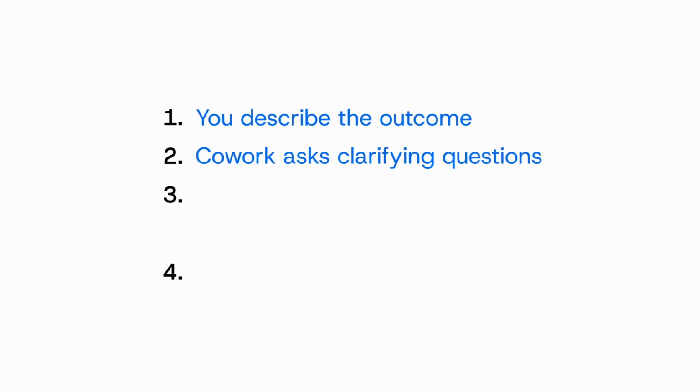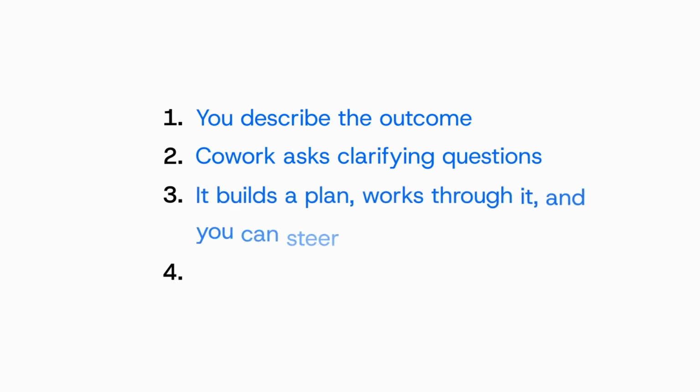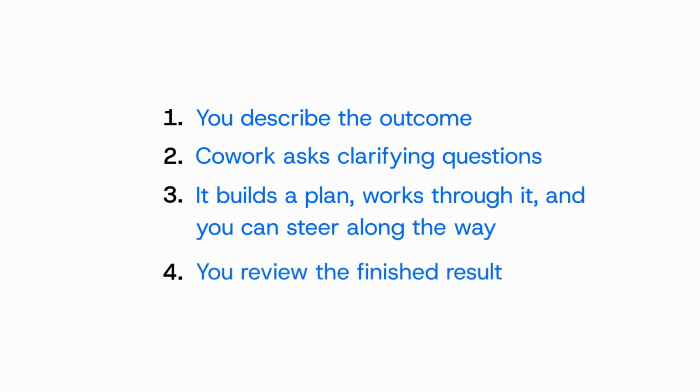And what you just saw is the same loop we'll use for every Cowork task. It always follows the same pattern. First, you describe your outcome. Then Cowork might ask clarifying questions. Then Cowork will build a plan, work through it, and you can always steer it along the way. And finally, you can review the finished result. Whether you're organizing files, building a report, or processing hundreds of documents, this loop will always be the same.